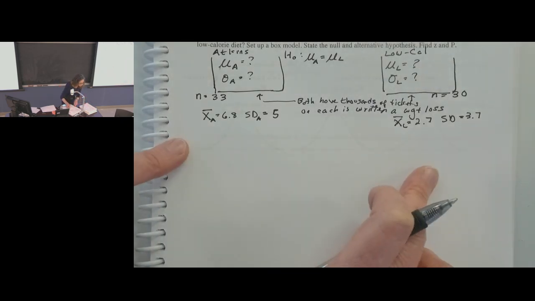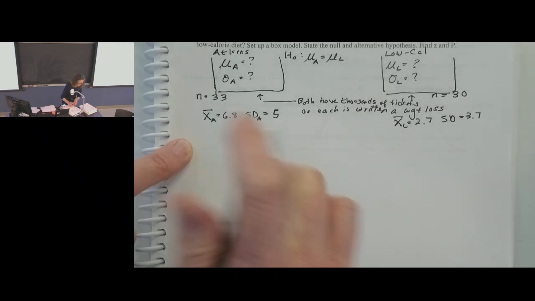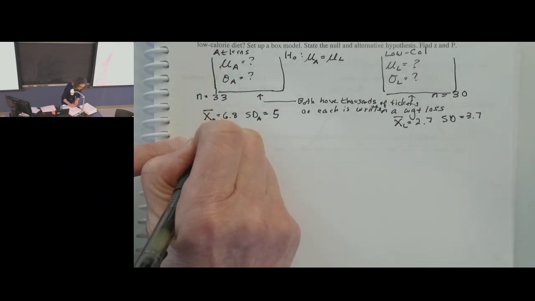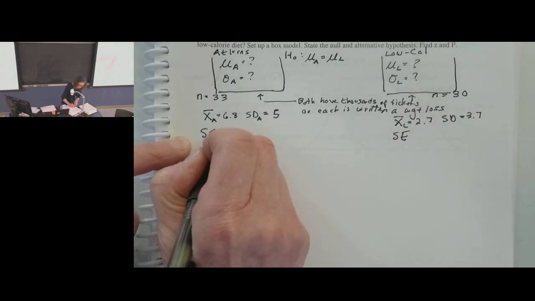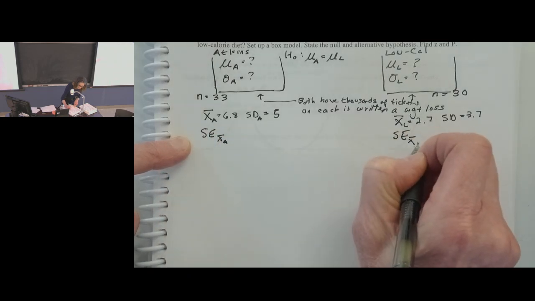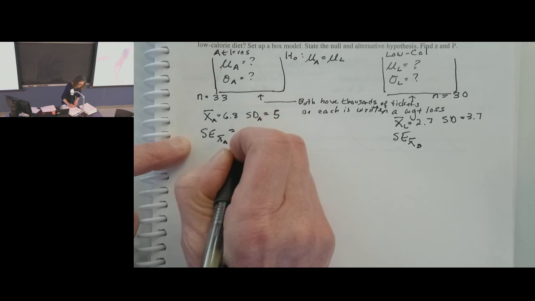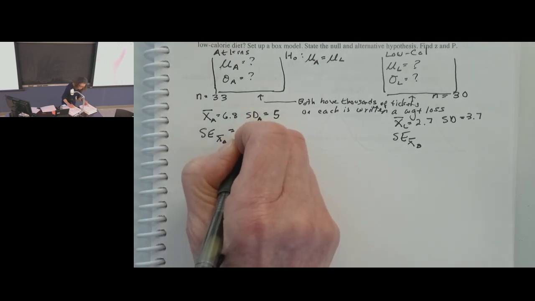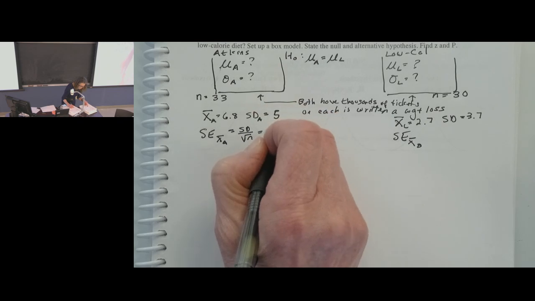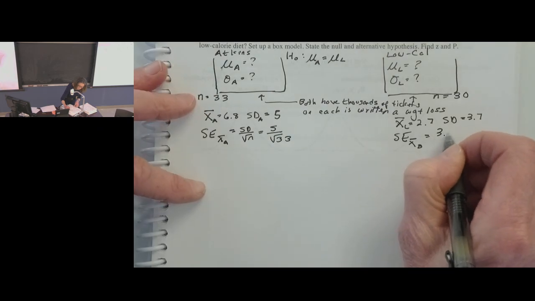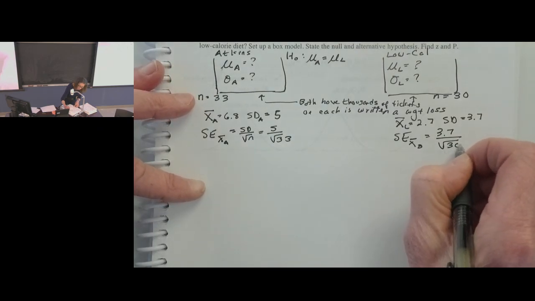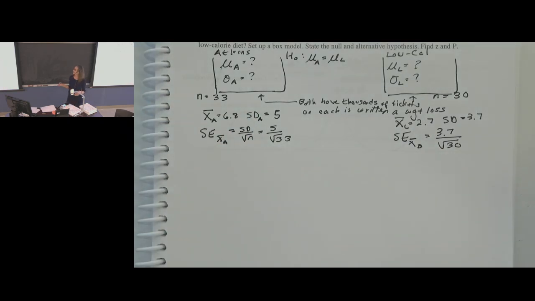All right, so now we did this, and now what are we going to do? For each one, we're going to figure out a standard error of the average. We're just going to do that by SD over root n, which is 5 over the square root of 33 here, and here it was 3.7 over the square root of 30. Let's just leave it like that. All right? Now, what are we going to do? So that's what we got.